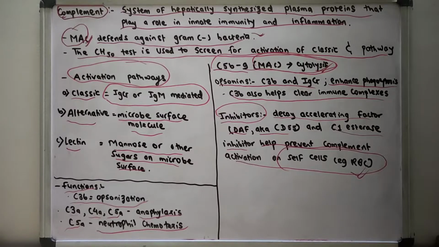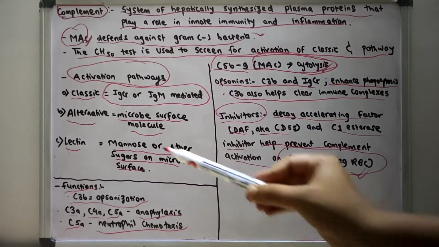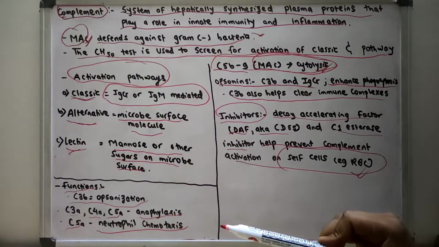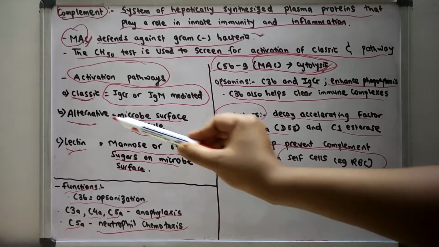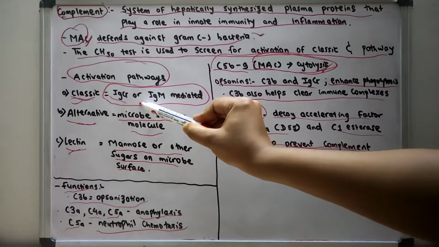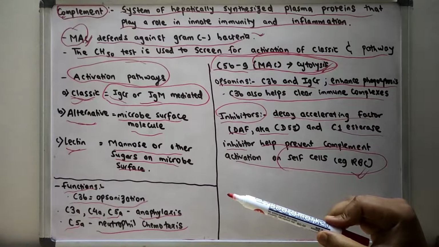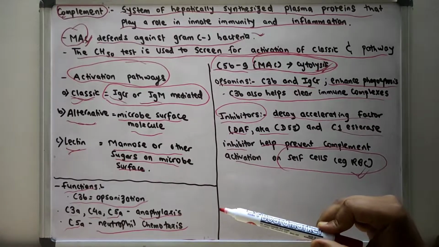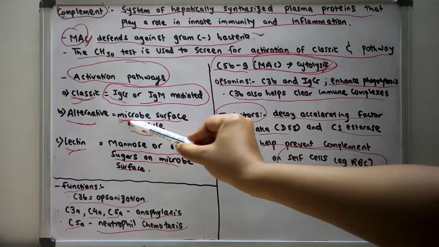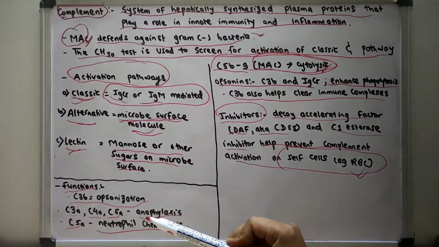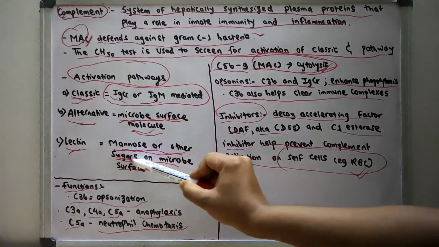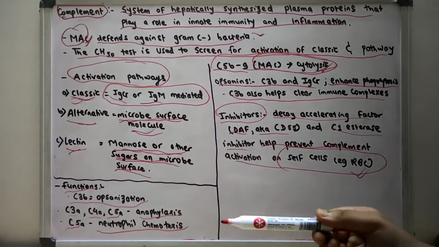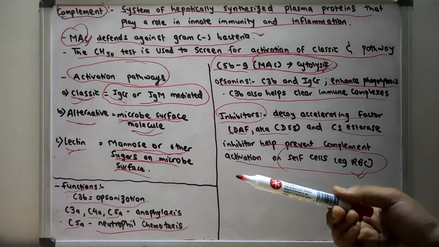Sequentially we are going to read about the various activation pathways that are the classic pathway, alternative pathway and lecithin activation pathway. Again, the classic pathway involves immunoglobulin G or immunoglobulin M, that means it is antibody or antigen mediated, whereas the alternative pathway involves the microbe surface molecule and the lecithin pathway involves mannose or other sugars on the microbe surface. We'll discuss the classic, alternative and lecithin pathway in detail one by one.